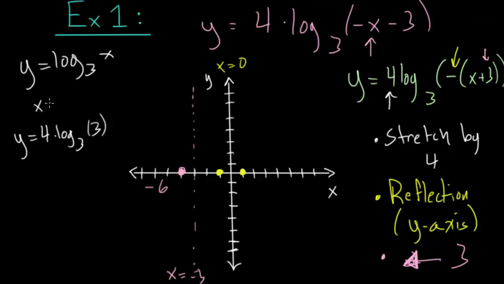And remember, this is when x is -6. And when we evaluate this, log base 3 of 3 is just 1. So y here is just equal to 4. And so we can graph that at -6, 4. We now have another point.